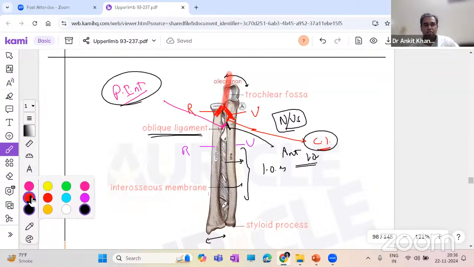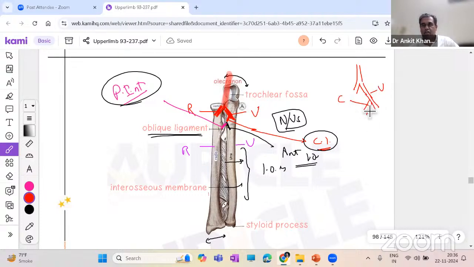If you are not with me, then I will try to draw one more time. Brachial artery, radial, ulnar. Focus on ulnar now. This is ulnar. Ulnar gave off common interosseous. I'm writing C over here. This common interosseous will divide into anterior interosseous and posterior interosseous. Now, point is clear, right?